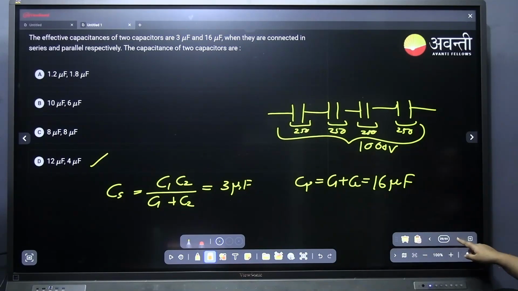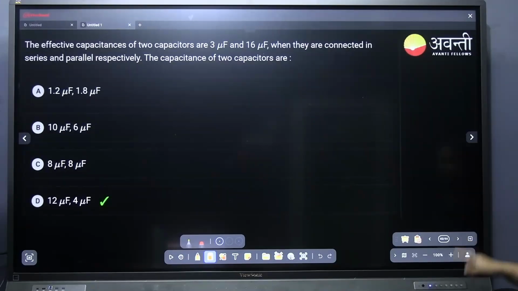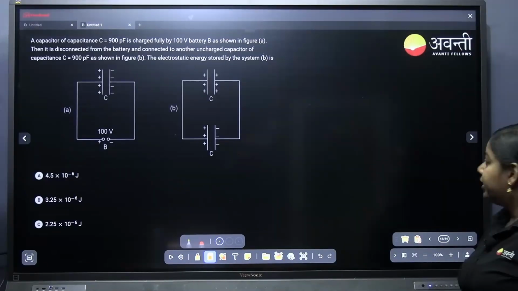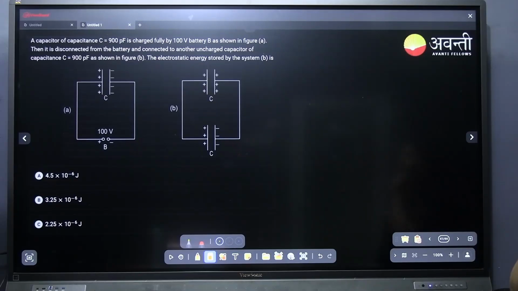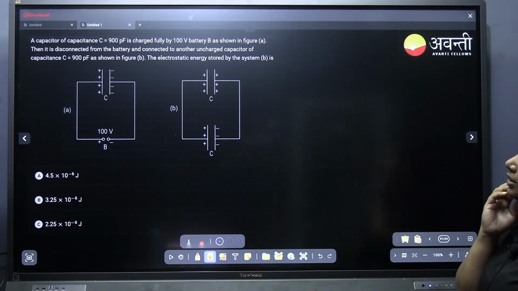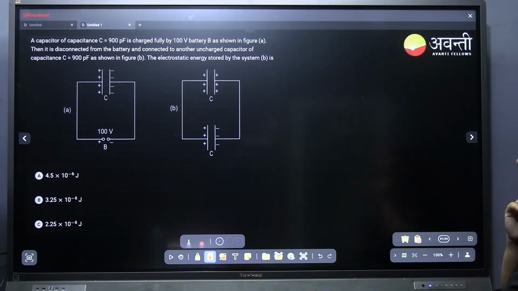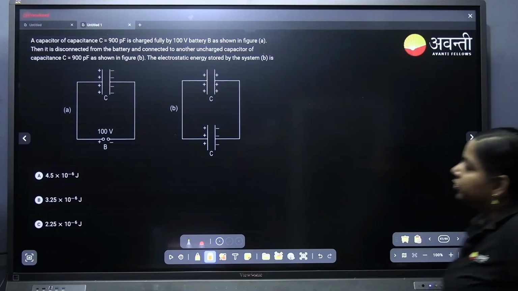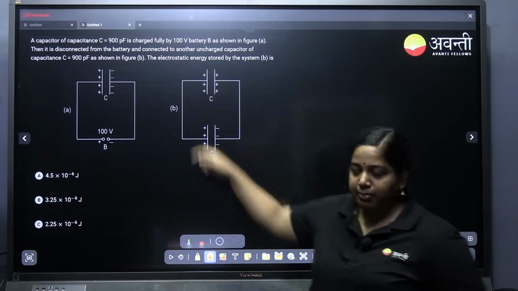Okay. Next one. Capacitor of capacitance 900 picofarad is charged fully by 100 volt battery. Then disconnected from the battery and connected to another uncharged capacitor of capacitance 900 picofarad. Electrostatic energy stored by system B. So you have to find energy in system B.